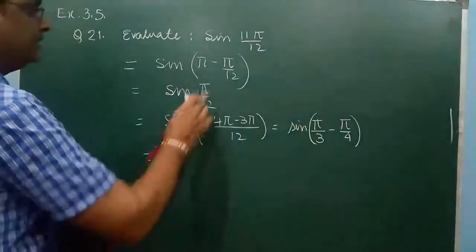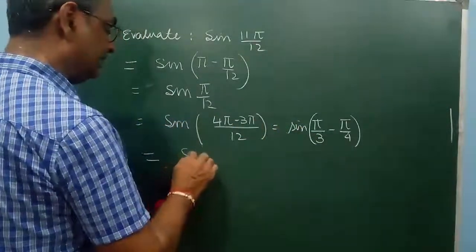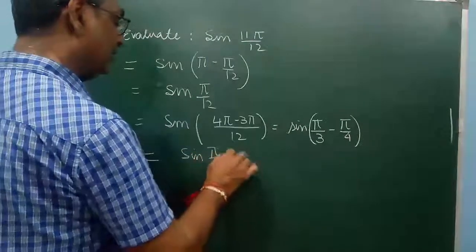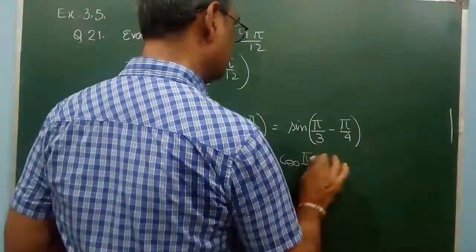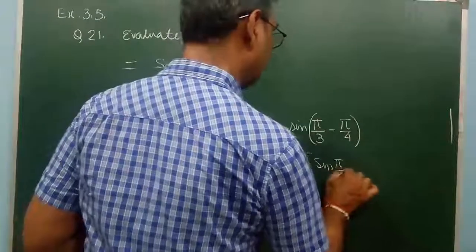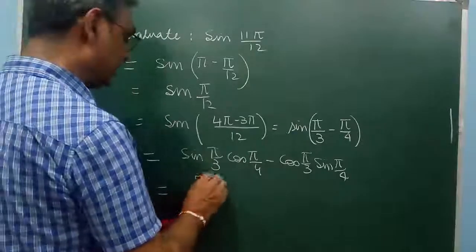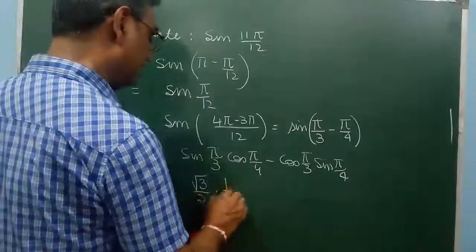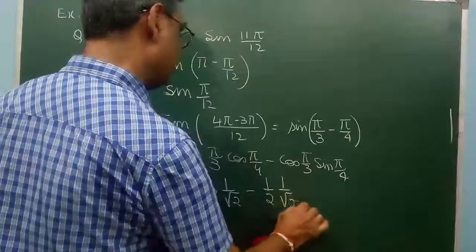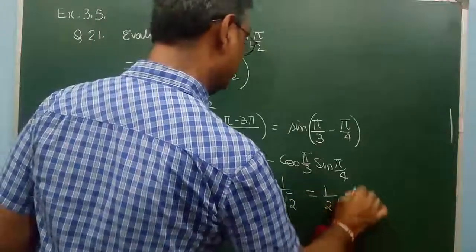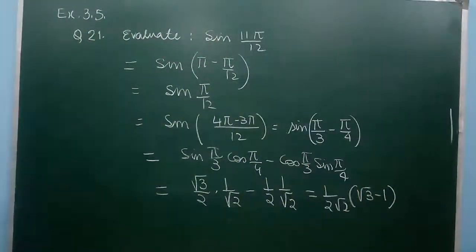This is in the second quadrant, so it remains positive. Now we have to use the formula for sin of C minus D. So sin pi by 3 cos pi by 4 minus cos pi by 3 sin pi by 4. Here pi by 3 means 60 degrees, and sin 60 is root 3 by 2. This is 1 by root 2, this is 1 by 2, and this is 1 by root 2. 1 by 2 root 2 is common. The answer is 1 by 2 root 2 into root 3 minus 1.